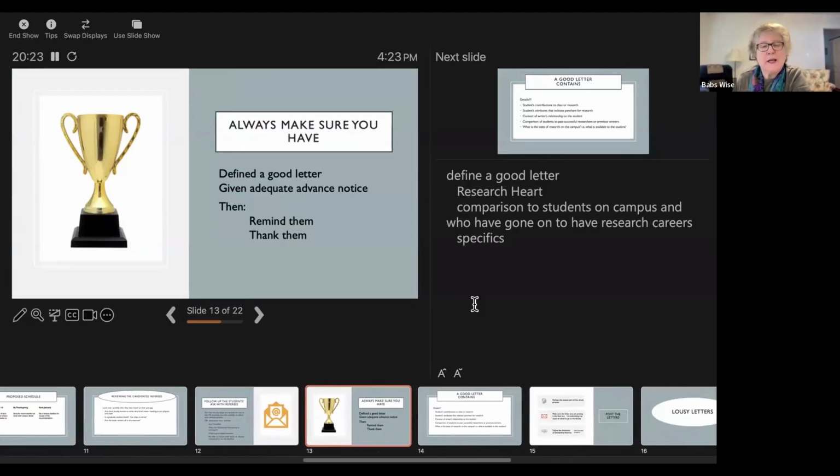And so in order to really make this happen, you need to define the good letter. You need to give them plenty of notice of when that's due. And one thing, faculty always find out when the final deadline is for the Goldwater, and they want to write their letter and turn it in that day. No, you've got to keep on them. You've got to remind them. You've got to have an earlier deadline, because if you get it that morning, there's nothing you can do. You just have to put it on there and hope for the best. And then, of course, once you have the letter, thank them for doing it for the student.